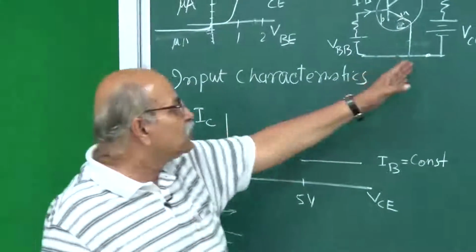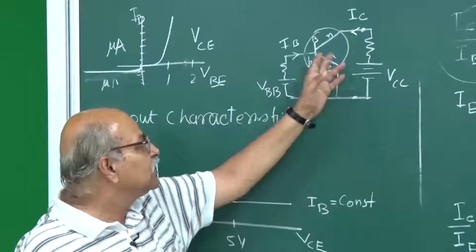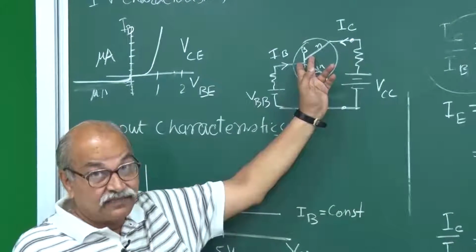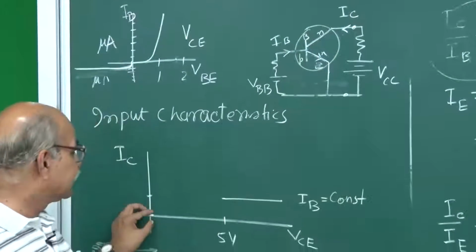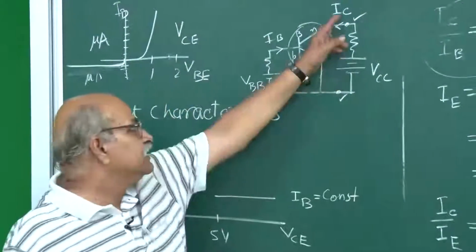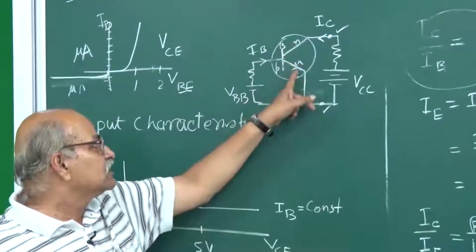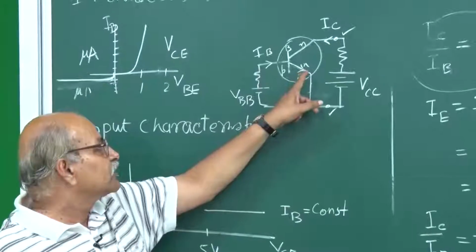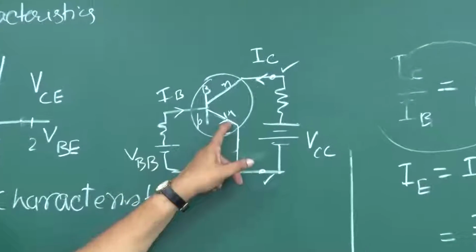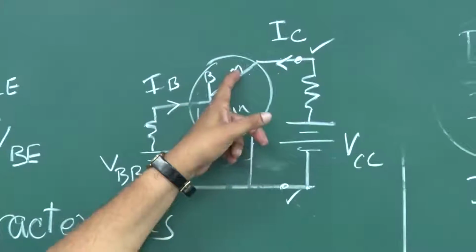And if this is not 0 but small, then you will have a very small forward bias to start with. This forward biasing will be decreased. If this potential is the same as this potential, VCE is 0, then I said that this is forward biased, because these two are at the same potential, so it is at more potential than this and also more potential than this. So this PN junction is forward biased.